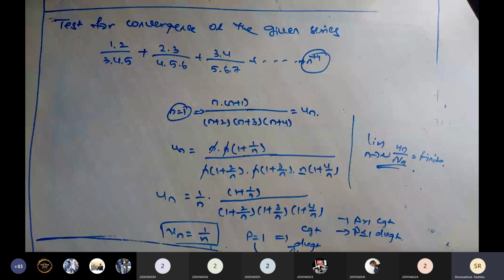Once again, explain how to find Un. How to find Un? This is the first term, second term, third term, fourth term. What is the nth term? The nth term is the general formula for all the terms. For that purpose, first of all, I am going to take n equals 1.